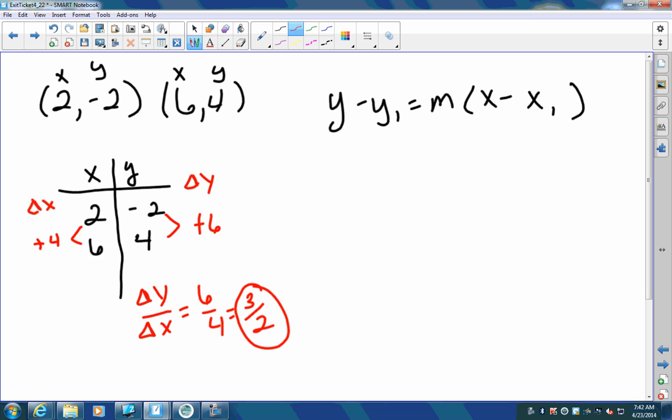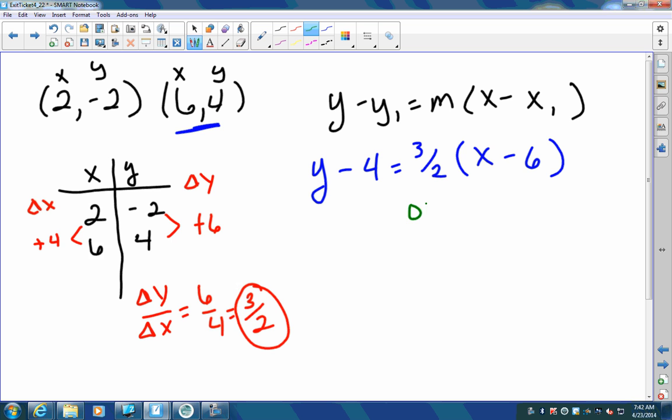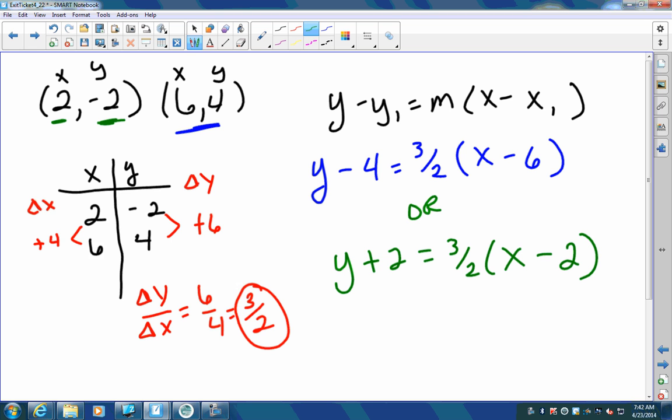This is my slope. It doesn't matter which point you use. I'll do 6, 4 first. You should have gotten y minus 4 equals 3/2 times x minus 6. Or y minus, now the y number this time is negative 2, so that makes it positive 2, equals, the slope is still 3/2, x minus the x number, which is 2. So either one of those I took for the answer.